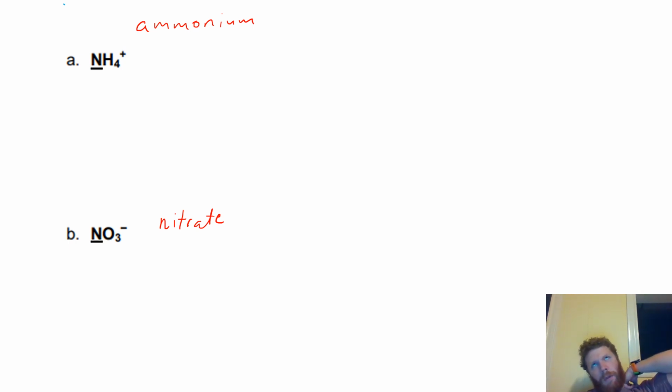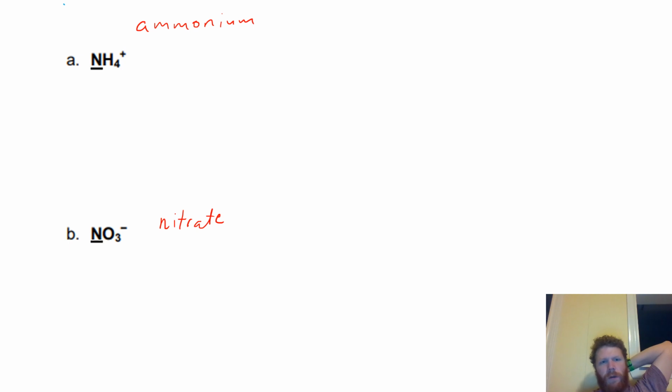Again, we're drawing molecules. However, these are polyatomic ions. So we've got ammonium and nitrate. This is a polyatomic cation and a polyatomic anion. Whenever we see these positive or negative charges, we have to know what to do with that.